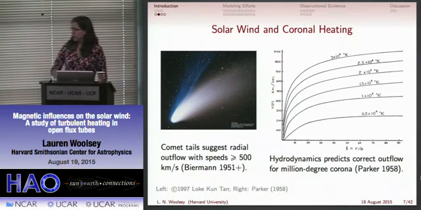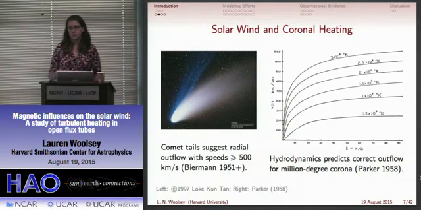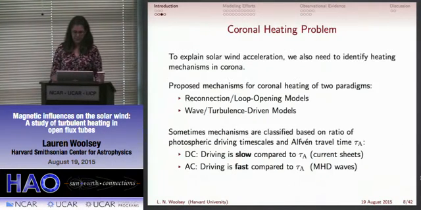Then Gene Parker's 1958 paper gave us the first little insight that with hydrodynamics, if you've got an isothermal, spherically symmetric corona and you give it temperatures of over 1,000,000 degrees, then you can get this outflow. You can get these over 500 kilometer per second outflows if you've got a couple million degree corona. But then the mystery moves to, okay, now we know why there's an outflow, but we don't know why there's the heating.